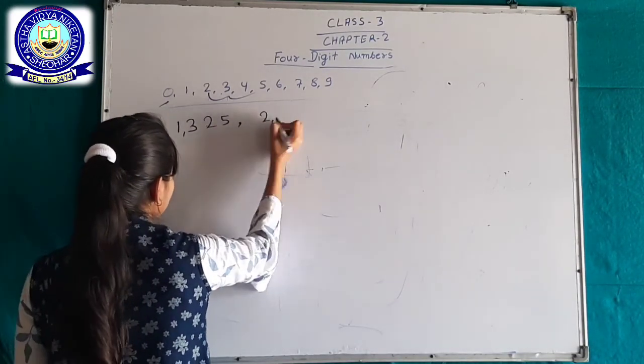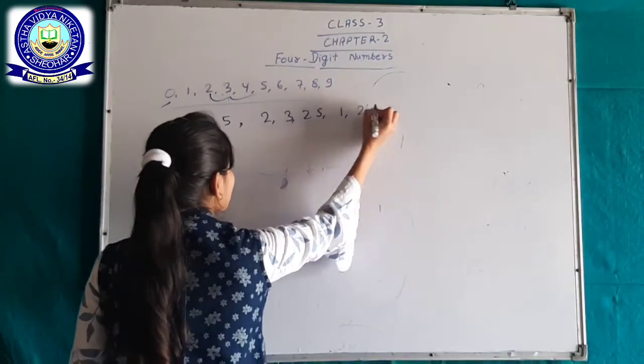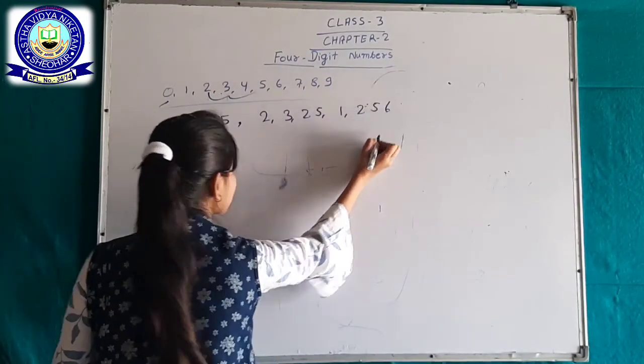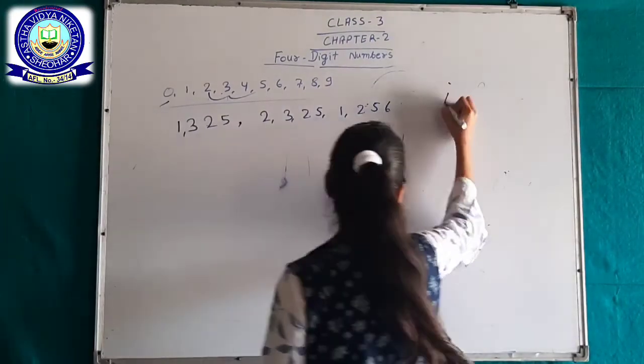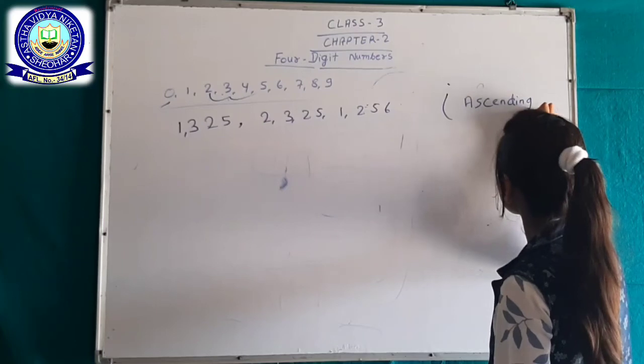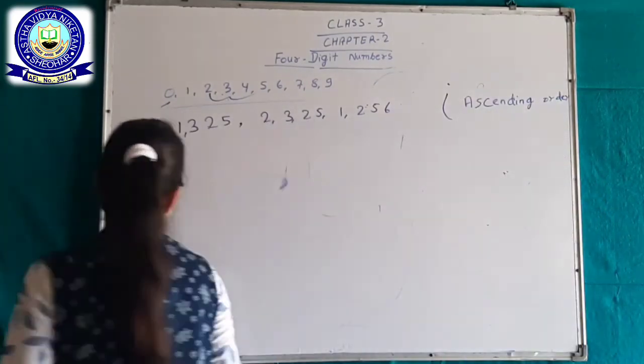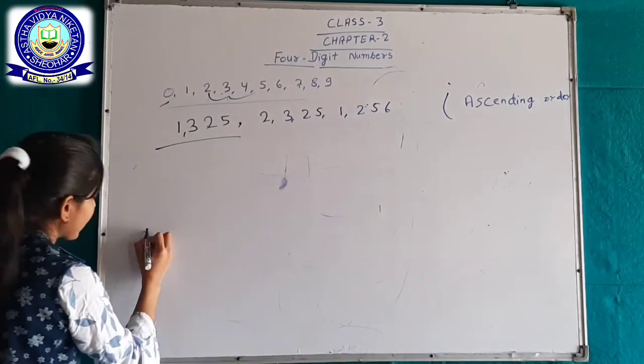1,325, 2,325 and 1,256. You have to write them in ascending order. You can write these numbers on an abacus also.